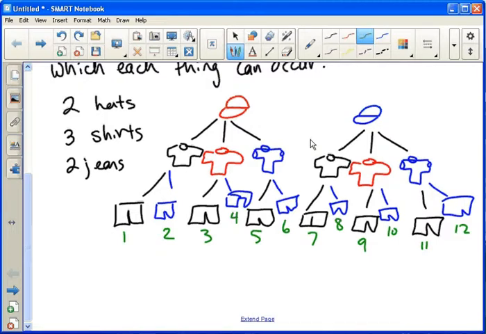It's like the first path goes from red hat to black shirt to black pants. The second one is from red hat to black shirt to blue pants, and so on. So each one of those at the bottom represents a different path we could take, or different choice of outfit we could take.